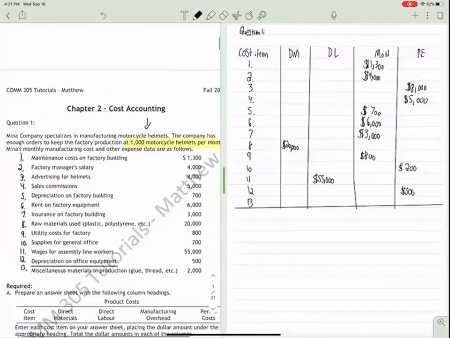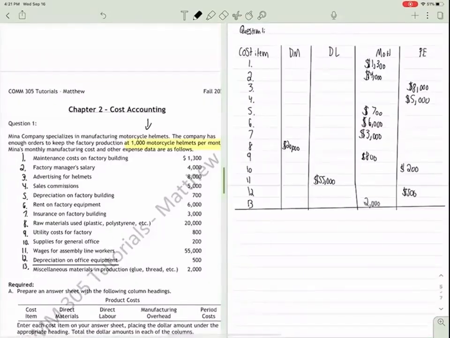Miscellaneous materials in production, glue, thread, etc. Okay, so we see in production here, so we know it's a product cost. Now, when we're looking at a motorcycle helmet, do we see glue, thread, whatever? It even says here, miscellaneous materials. So guys, I see a couple MOHs, and to that, congratulations, you're right. That is manufacturing overhead, because you cannot see glue and thread on your motorcycle helmet. If you see an item in the store covered in glue, I wouldn't recommend buying it.